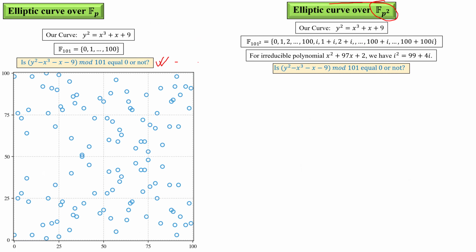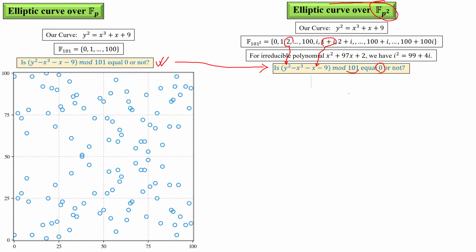So now again we have another condition that should be passed by picking a value from the elements of F_101 squared, and then replacing it by x and y, and then checking whether y to the power of 2 minus x to the power of 3 minus x minus 9 mod 101 equals 0 or not.